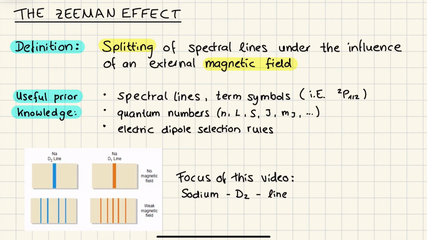Now, in order to be able to understand the Zeeman effect, there are some prerequisites that are useful to know beforehand. I will do my best to explain each of these as we go, but you should, for example, know what a spectral line is: that when an electron goes from a higher state to a lower state, it loses energy, but that energy isn't just destroyed or disappears, but instead that transition from a higher to a lower state emits a photon. That photon has a certain wavelength, and that wavelength is what we see as a line on the spectrum of, for example, sodium. In addition, it's useful if you have at least heard of term symbols, the quantum numbers of nuclear physics, and electric dipole selection rules for transitions.